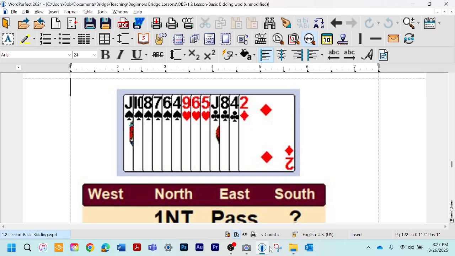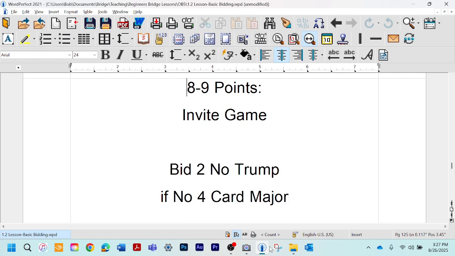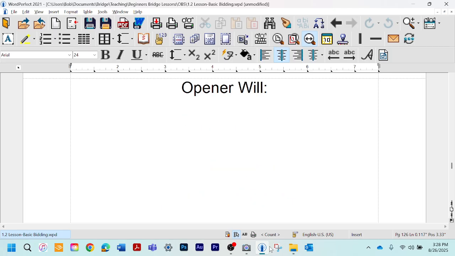So he bids 1 no trump, you bid 2 hearts. Now, with 8 to 9 points, we invite game. There are 2 ways to invite game. We can invite game with Stayman and then bid 2 no trump, or we can just go straight to 2 no trump. 2 no trump is inviting game. But if you have a 4-card major, you want to see if your partner, the opener, has a 4-card major, because you'd be better off in the major than you would be in no trump.